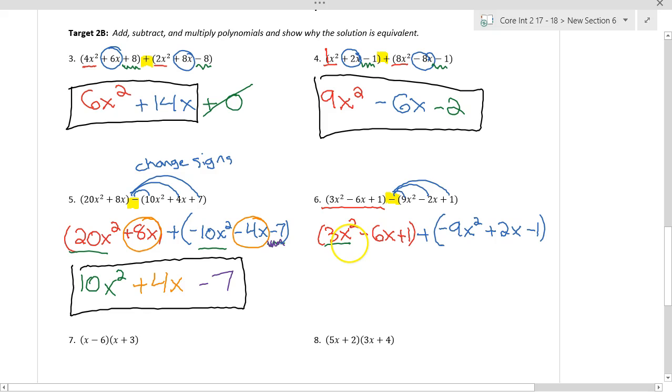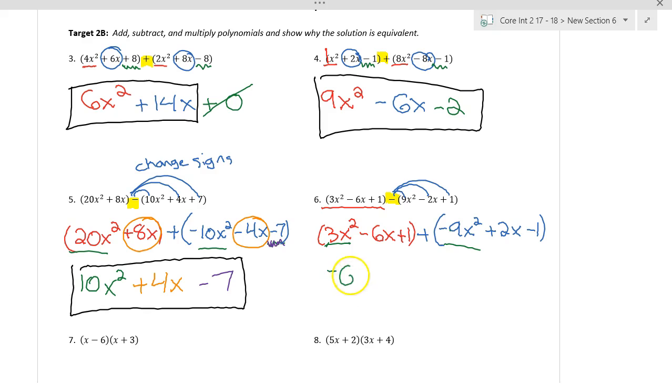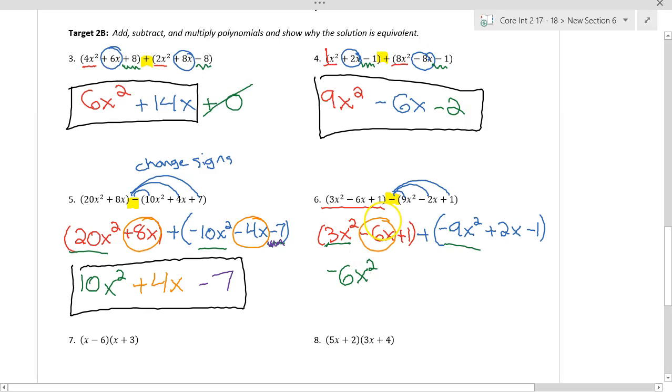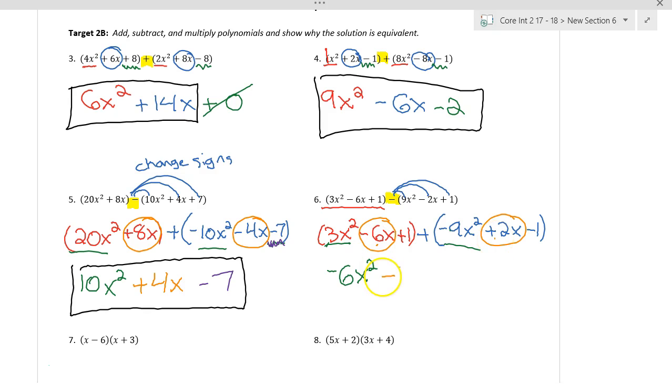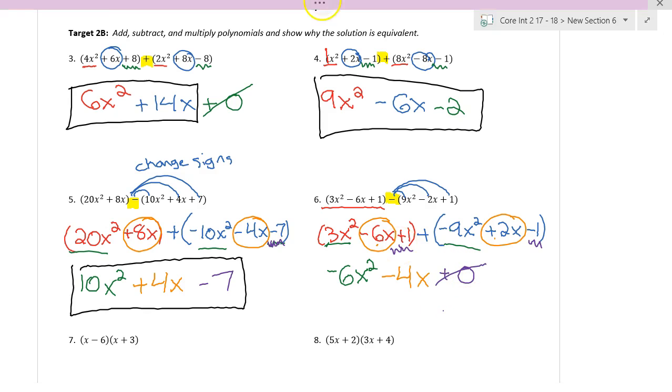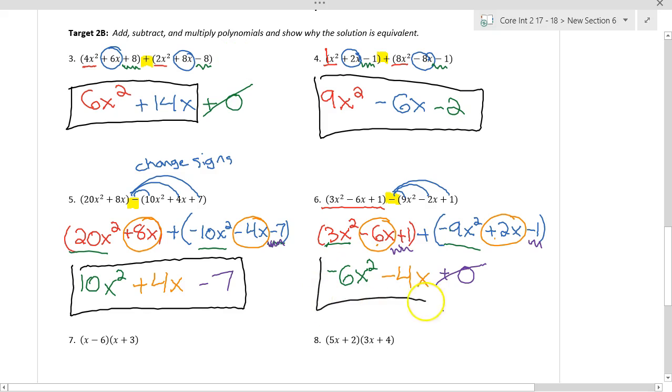Then 3x squared minus 9x squared. 3 minus 9 is negative 6x squared. Negative 6x plus 2x. Negative 6 plus 2 is negative 4x. 1 minus 1, well, again, 1 minus 1 is 0. We don't have to write plus 0. Right, so I can just write it as negative 6x squared minus 4x.